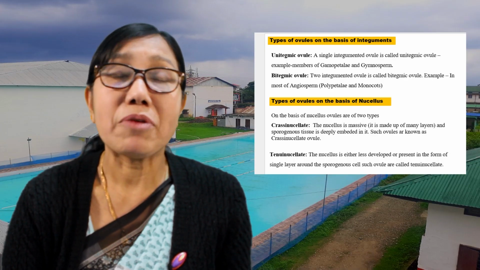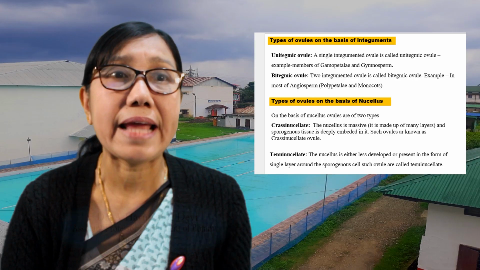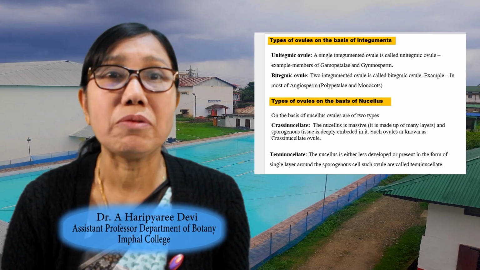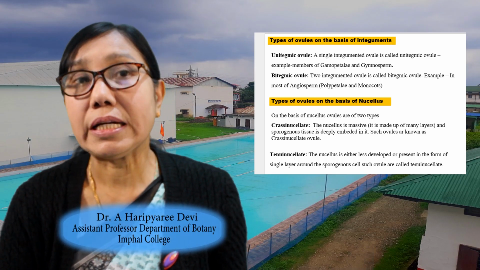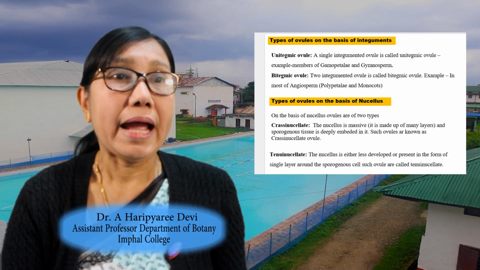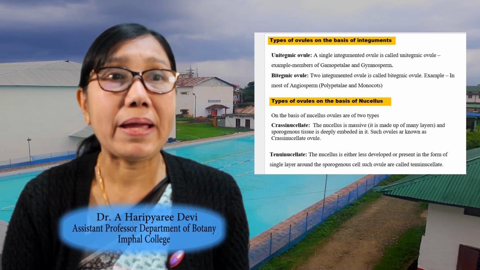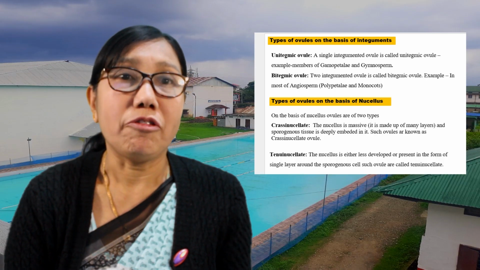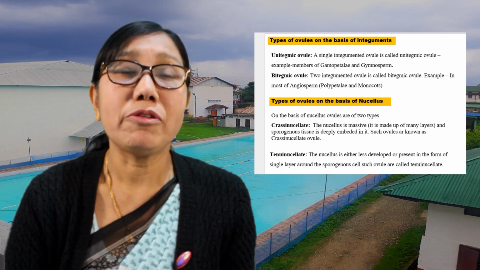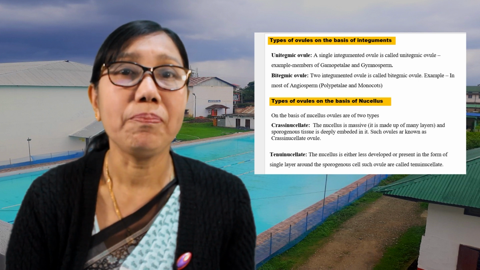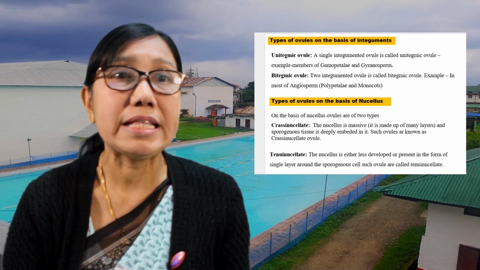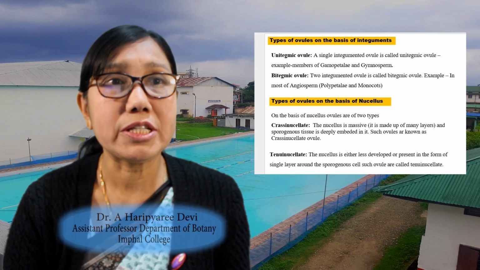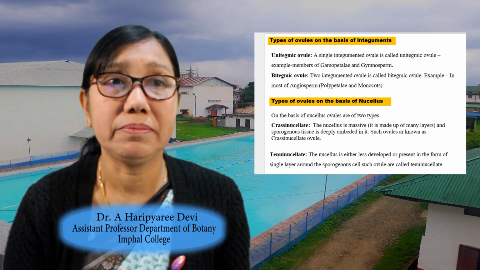Number one, as the name indicates itself, is the unitegmic ovule. Uni means one. A single-integumented ovule is called a unitegmic ovule. For example, it is found in gymnosperms also. The second one is the bitegmic ovule. The literal meaning of bi is two, so there are two integuments, and this two-integumented ovule is called a bitegmic ovule. For example, it is found in angiosperms, in families like the Polypetalae and Monocotyledons.